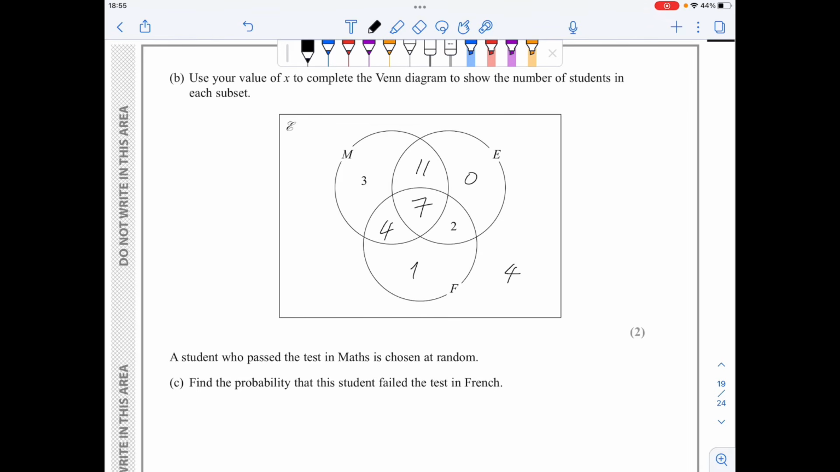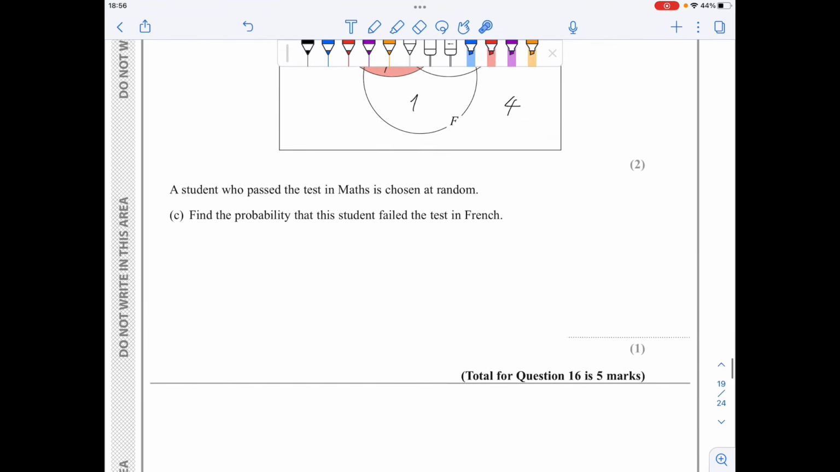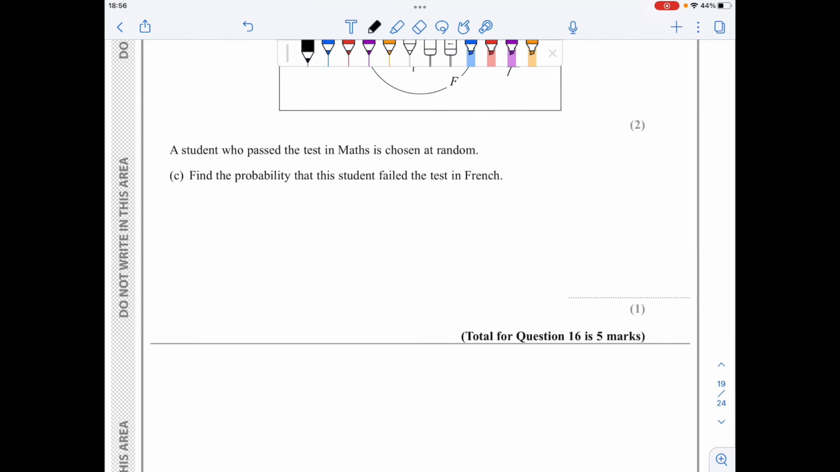And then for part C, a student who passed the test in maths is chosen at random. So we select one of the 25 people who passed the test in maths. And out of those 25, I want the probability that a student failed in French. So I don't want them to be in French. I want one of those 14 people. So the answer will be 14 out of 25.